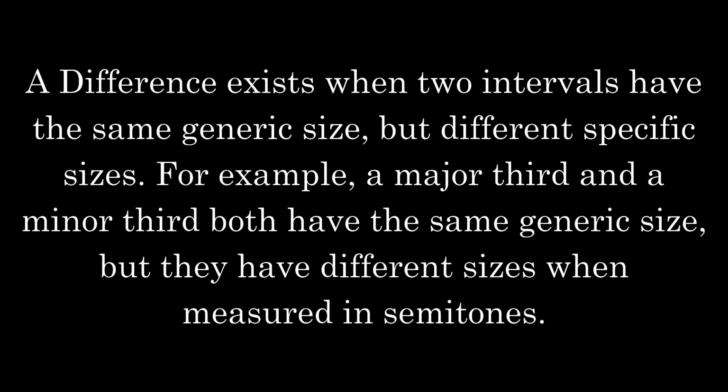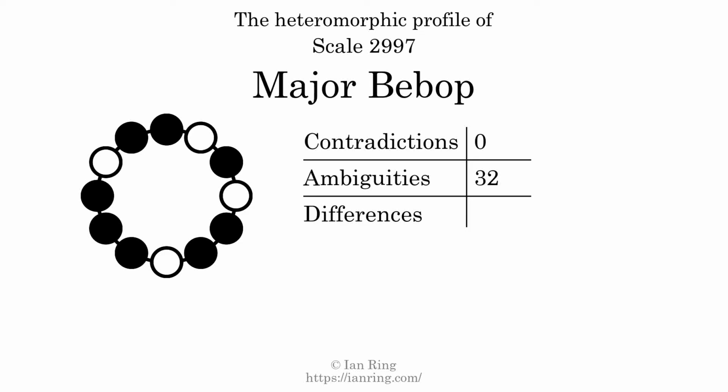A difference exists when 2 intervals have the same generic size, but different specific sizes. For example, a major third and a minor third both have the same generic size, but they have different sizes when measured in semitones. The number of differences in this scale is 110.